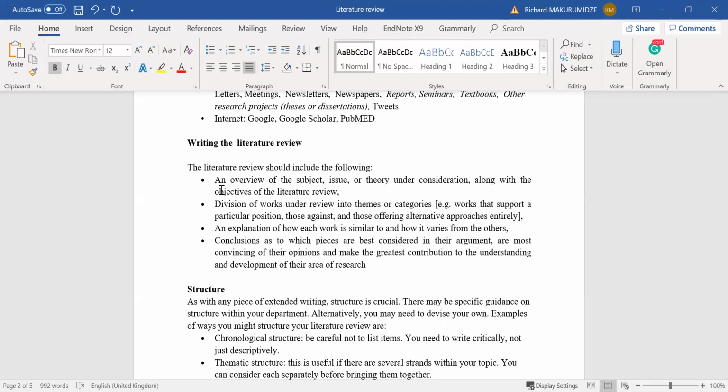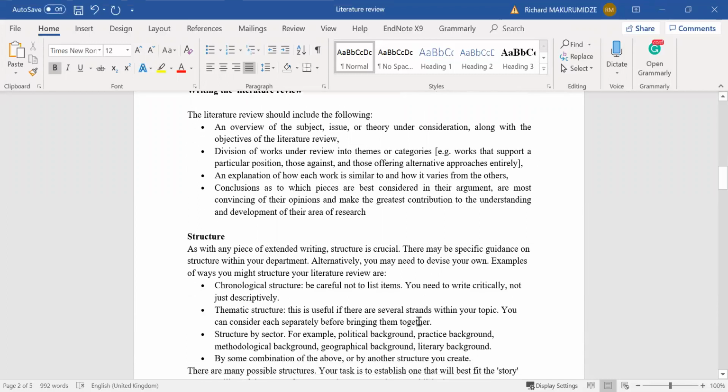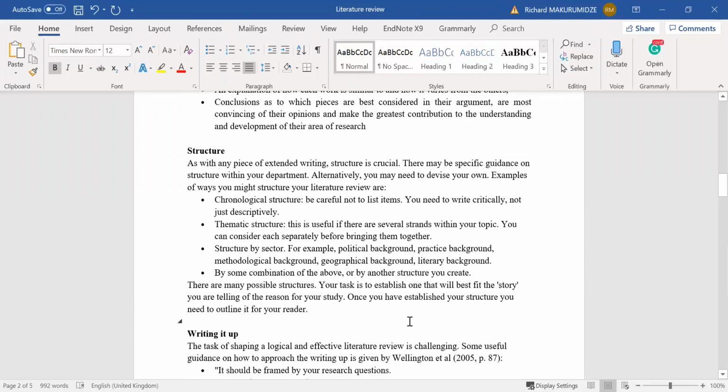Now, you are reading materials from different people, from this person, this person, this person. But at the end of the day, you need to tie all those issues together so that you have one message which will be coming out from your literature review.